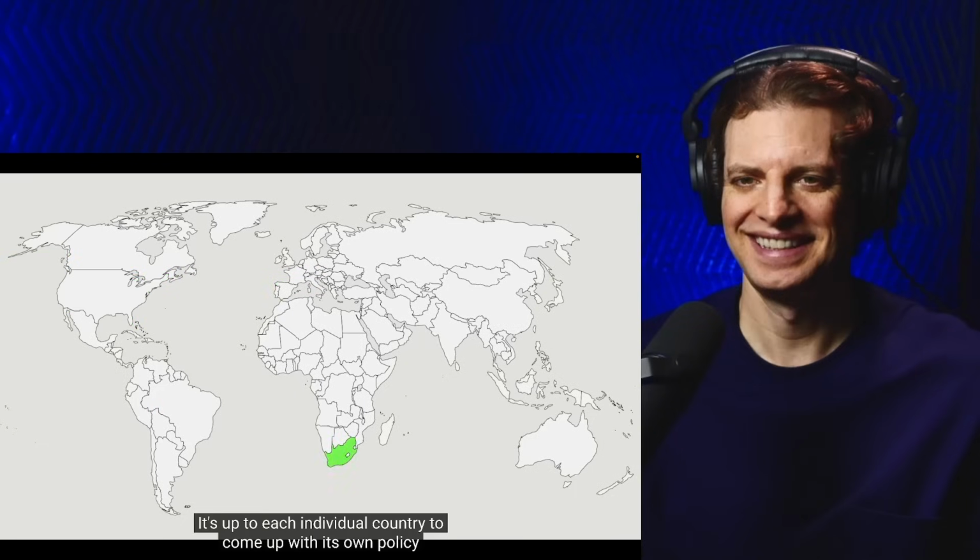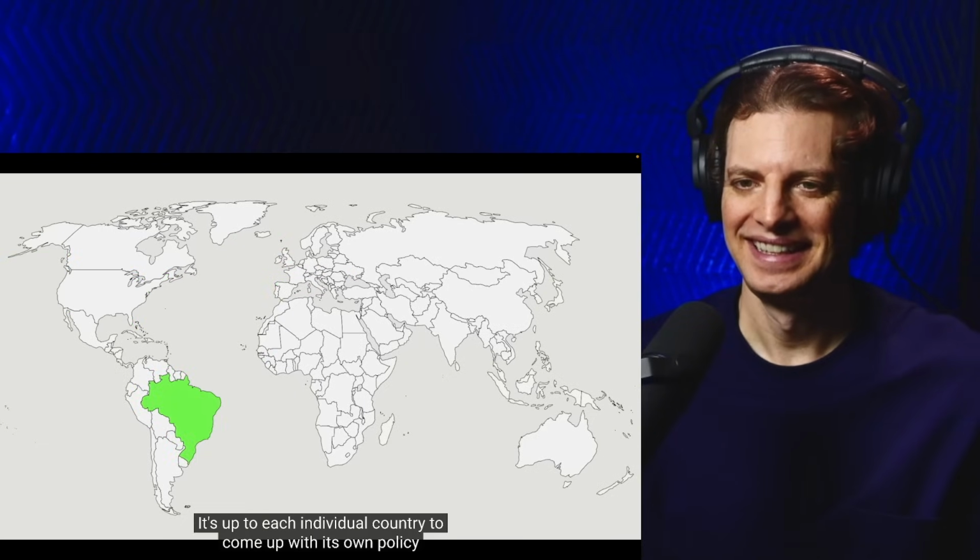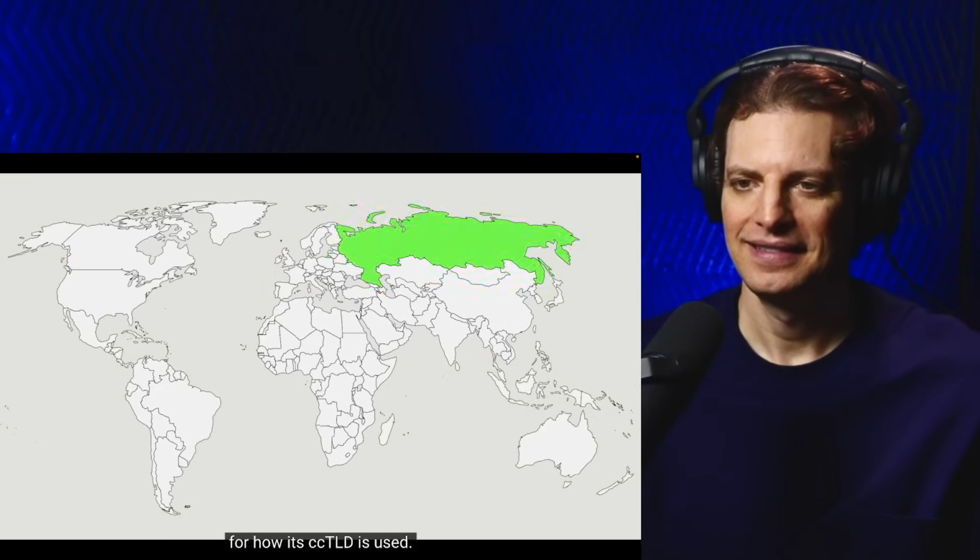To understand that, you need to understand the most important rule when it comes to country codes. Which is? That there are no rules! It's up to each individual country to come up with its own policy for how its ccTLD is used. Some countries are strict, only letting their own residents register, but others allow their ccTLDs to be used by anyone who wants them from anywhere on the planet. So why do so many people want to use Tokelau's letters, and why does Tokelau want to let them? Because money, and because money.